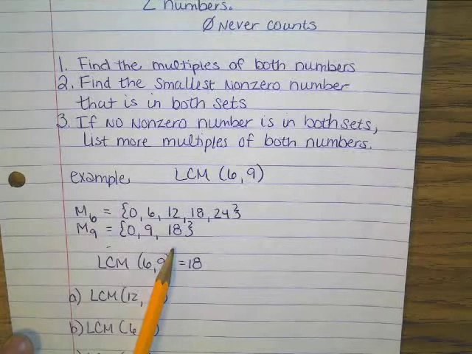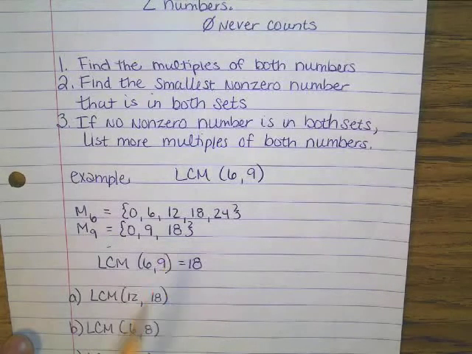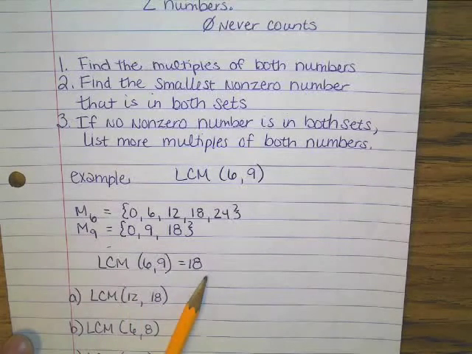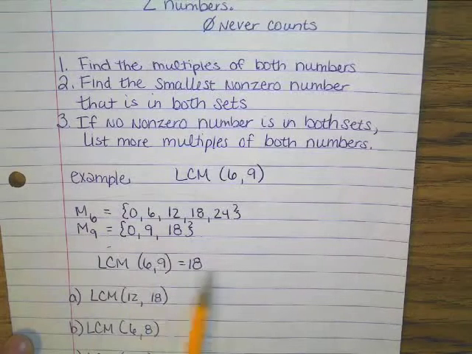So the very first one you find that they match, that's your answer. So you would write: the least common multiple of 6 and 9 is 18. If you don't do this, it's really hard to get this. So you've got to do your multiples to find the answer.